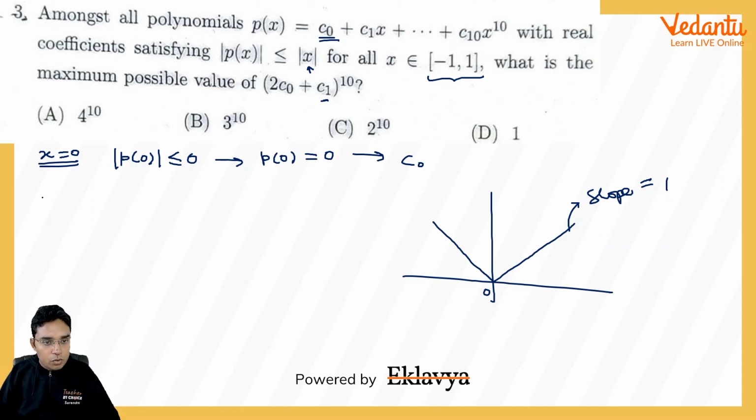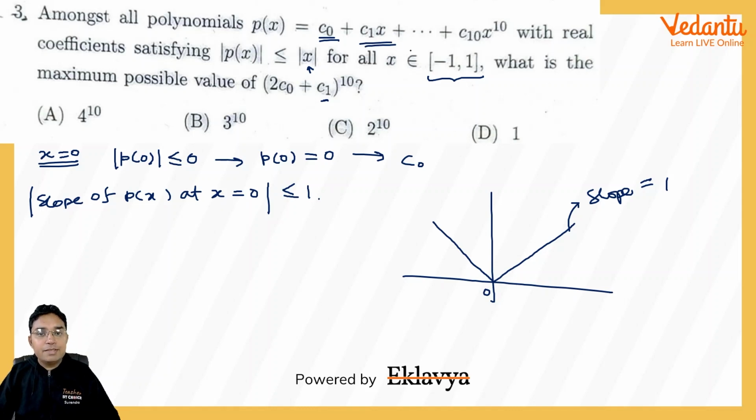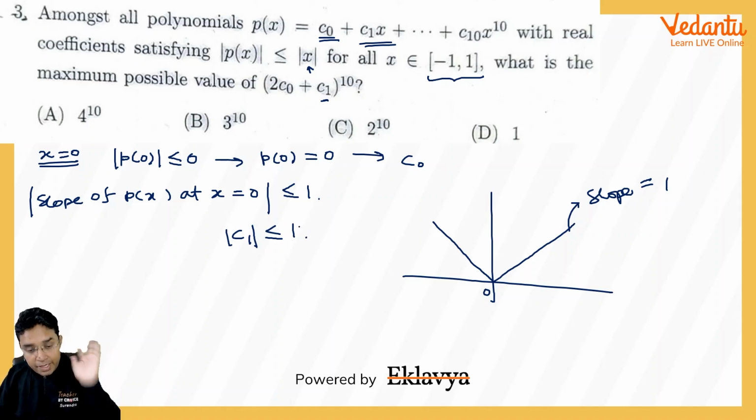So at x equal to 0, the slope of this p(x) at x equal to 0 has to be less than or equal to 1, which here is actually C1. You can check, at x equal to 0, the slope is always the coefficient of x. So mod of C1 has to be less than or equal to 1. C1 cannot exceed 1. Yes, you can have C1 to be 1.